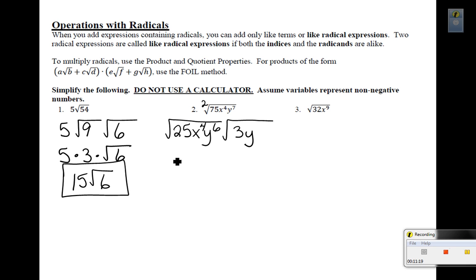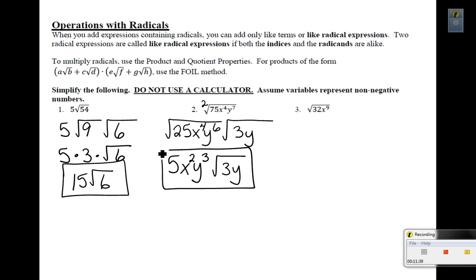The square root of 25 is 5. X to the 4 divided by 2 is 2. Y to the 6 divided by 2 is 3. And this part does not reduce. So there's your answer. So I know it's kind of tough, but the more you do, the better it gets.